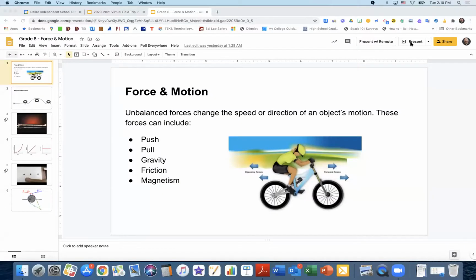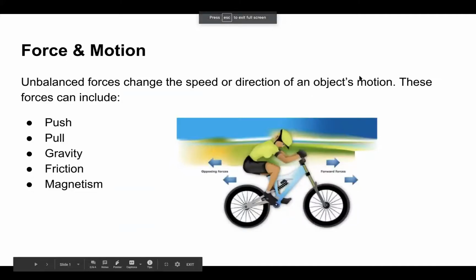All right, now I'm going to share my screen with you, and we're going to get started with that investigation using some magnets. So again, unbalanced forces change the speed or direction of an object's motion.